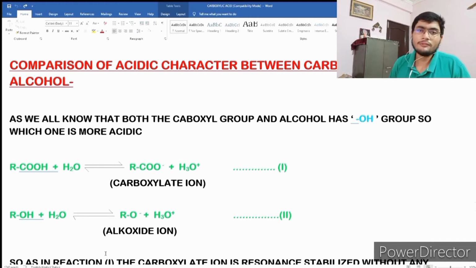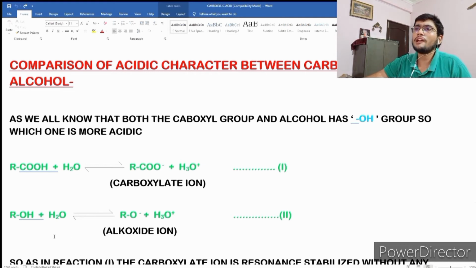So one thing is clear, that the carboxylic acid is a stronger acid than the alcohol. Now why is that so? There is a carboxyl group and there is a hydroxyl group. After the removal of H plus in both cases, we are left with a carboxylate ion and an alkoxide ion. The carboxylate ion is resonance stabilized, but the alkoxide ion is not resonance stabilized, so that's why carboxylic acid is the stronger acid. That's what I have written here also.